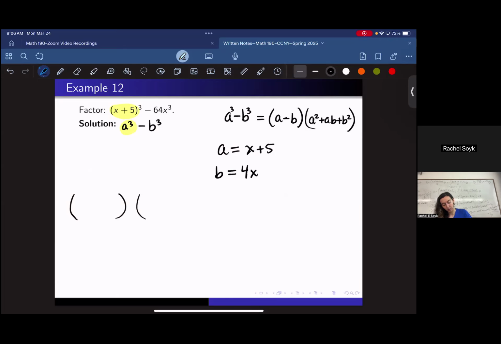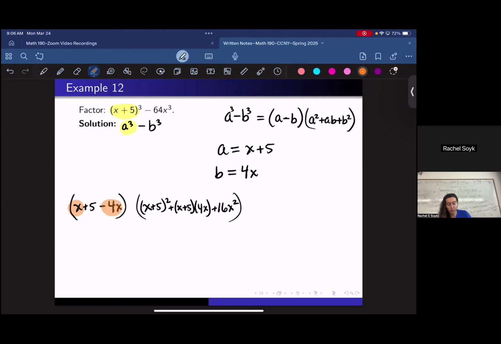So now when we fully factor this, we get our a minus b, which is x plus 5 minus 4x. And then we have our a squared, which is our x plus 5 in parentheses squared, plus ab, which is our x plus 5 in parentheses times 4x, and then plus b squared, which is a plus 16x squared. And we can actually simplify this a little bit more. This is sort of what I was foreshadowing.